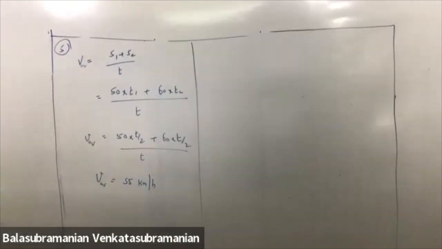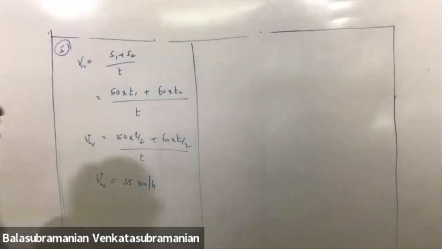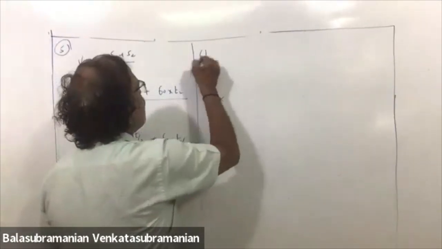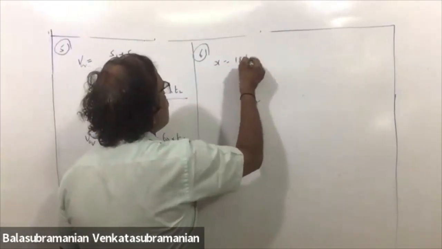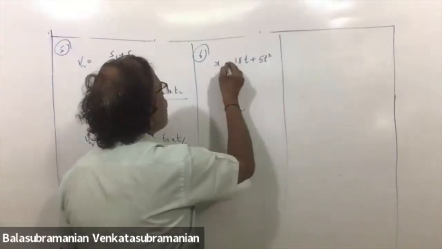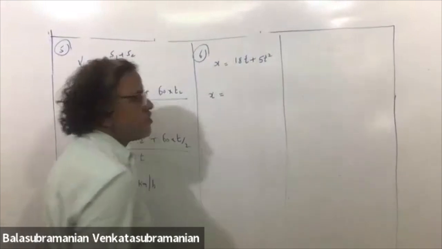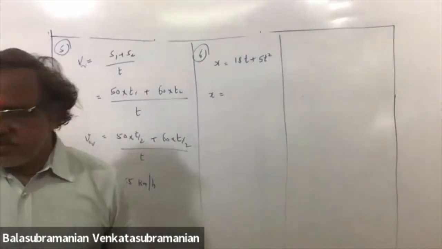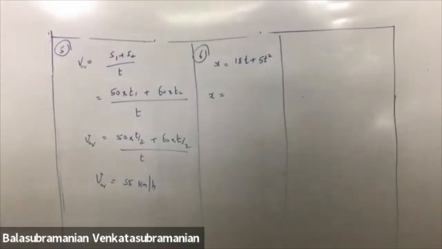Sixth problem. The displacement of a particle moving along x-axis is given by x is equal to 18t plus 5t square. Calculate instantaneous velocity at t is equal to 2 seconds.